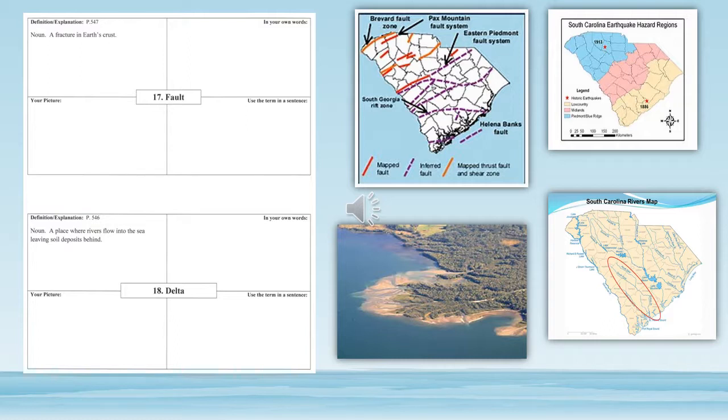So we do have that delta landform in South Carolina. It's just not to the scale that you would see in Mississippi or in Egypt. The delta itself is just on a smaller scale.